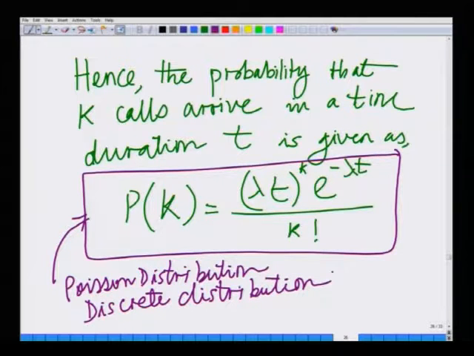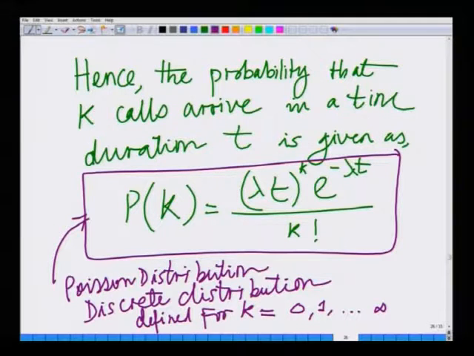It is a discrete distribution which is defined for k equals 0, 1, up to infinity. All right, so what we are doing is trying to characterize this call arrival process, which is a fundamental part of any wireless cellular system, and we are saying this is the Poisson distribution, a discrete distribution defined for k equals 0, 1 up to infinity, and the probability that k calls arrive in this time interval t is lambda t to the power of k, e to the power of minus lambda t, divided by k factorial.